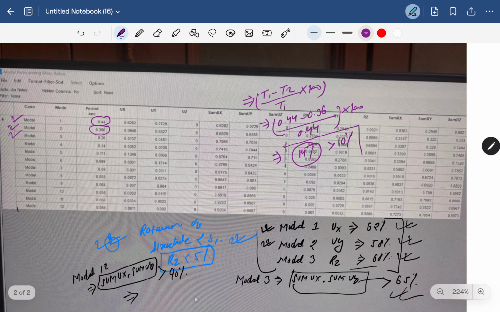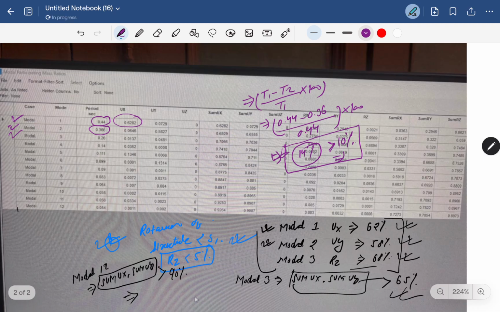Okay, so model 1 and model 2, the difference between how much? 10%. The meaning of this is that after model 1 the displacement is 62%, then suddenly it will not come to the displacement again after a 10% difference. Again the displacement will come. That is the meaning of this only. So in model 1 and model 2 the time difference is greater than 10%, so it is okay.